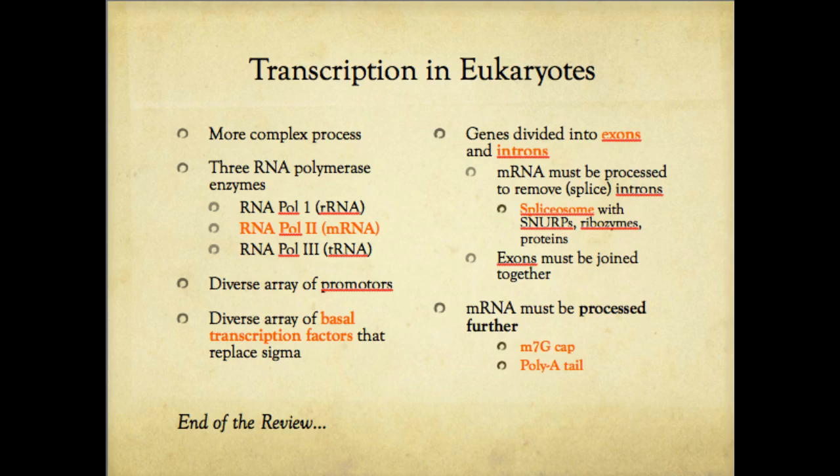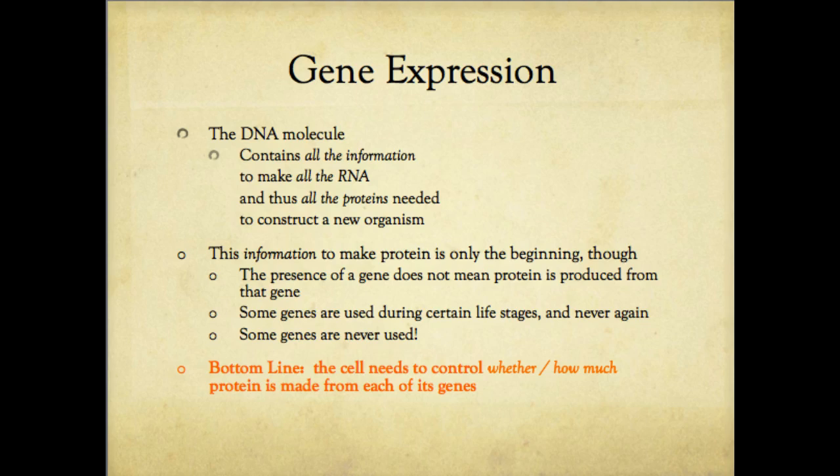And even after the introns are gone and the exons are joined together, there is still more processing to do. The mRNA has to be capped with M7G, and a polyadenine tail has to be placed on the mRNA. It's only then that the mRNA is ready to leave the nucleus and move into the cytoplasm of a eukaryotic cell. All right, so those are the details of transcription that we need to dust off in our memory. What I want to do now is move forward into gene expression.